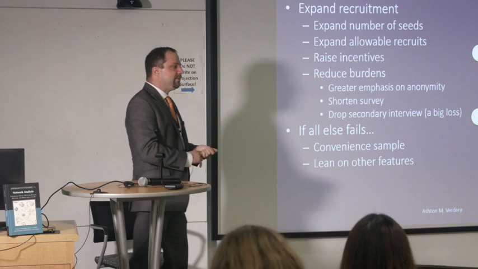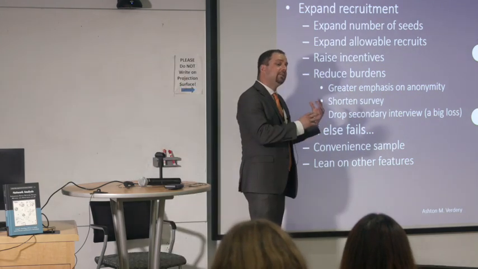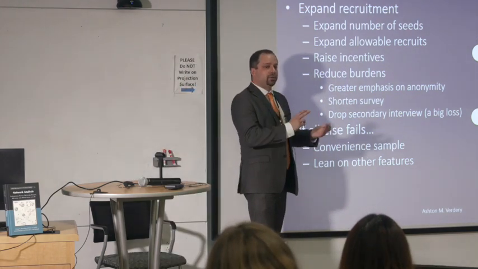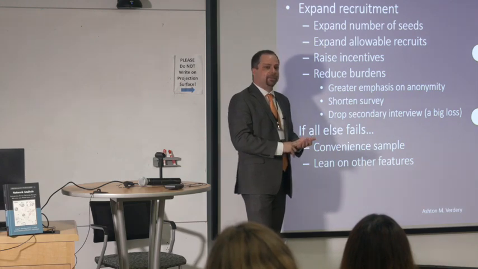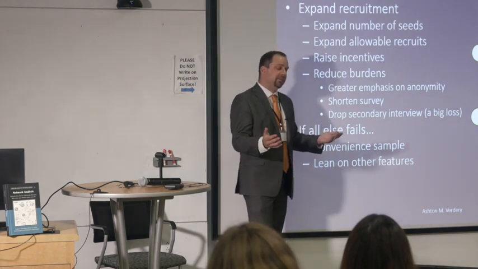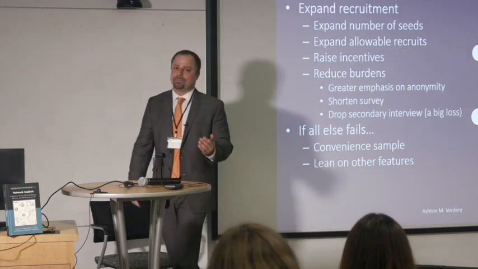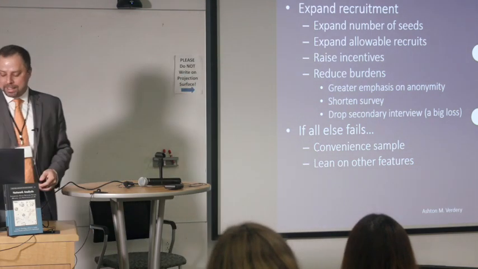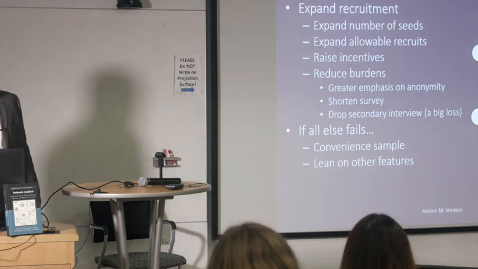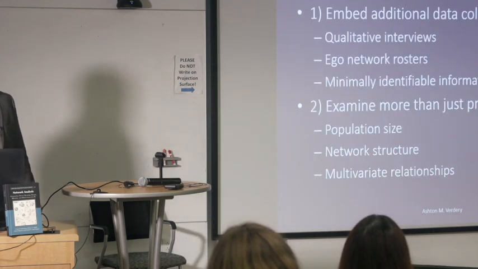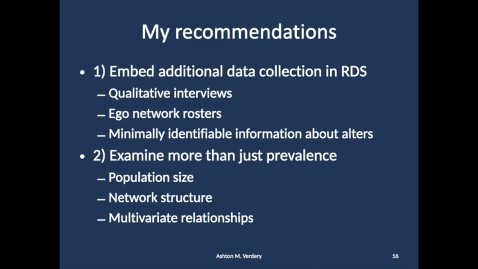And I think that even if all of those things fail, we can still learn a lot from an RDS sample. Just treat it like a convenience sample that's not that different than convenience samples on which people publish all the time. And we can learn about other features of the network, for instance, through qualitative interviews or network enumeration or that sort of thing. So towards that end, I recommend embedding additional data collection in RDS and examining questions more than just prevalence, trying to understand something about the network structure, for instance.